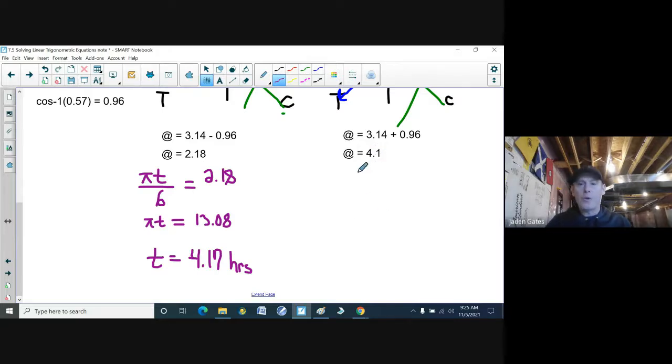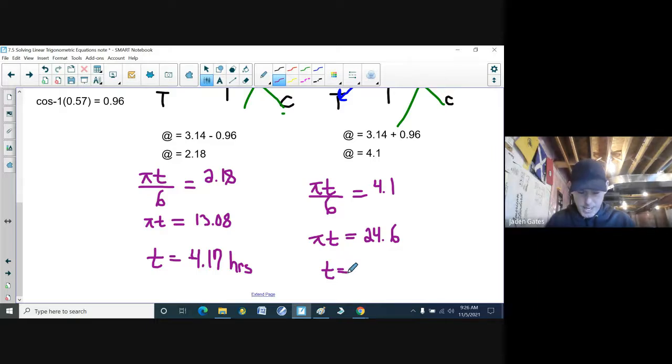All right, now the other time where the water level's at 2 meters, again, I'm going to use my substitution here, where theta, pi t divided by 6, is equal to 4.1. So again, I'm going to multiply both sides by 6. Then I get pi t is equal to 4.1 times 6, which is 24.6. Then divide both sides by pi, and I get 7.83 hours after midnight.